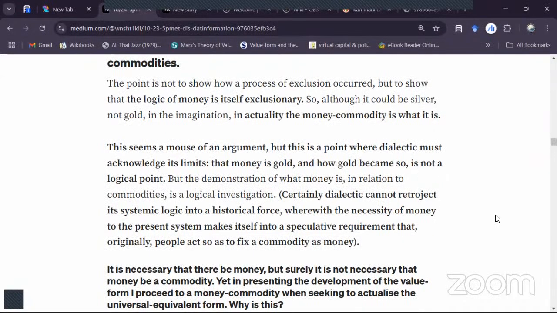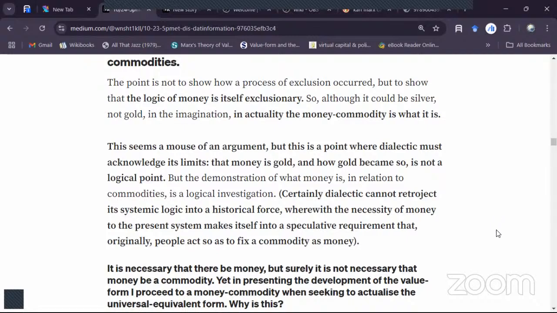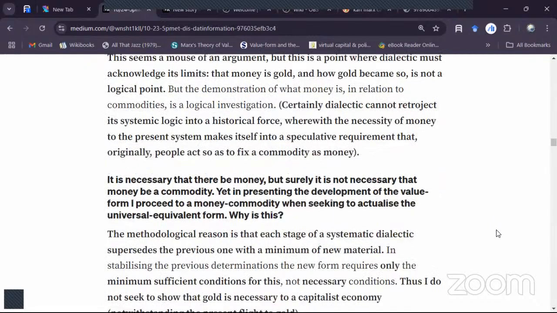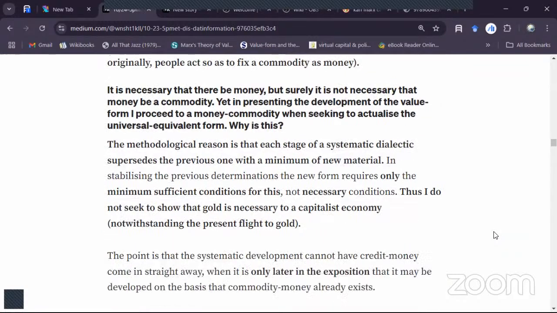This is the question of reserve currencies. It is necessary that there be money, but surely it's not necessary that money be a commodity. Yet in presenting the development of the value form, I proceed, this is Chris Arthur, I proceed to a money commodity when seeking to actualize the universal equivalent form. Why is this? Well, the methodological reason is that each stage of a systematic dialectic supersedes the previous one with a minimum of new material. So there's a certain efficiency criterion.